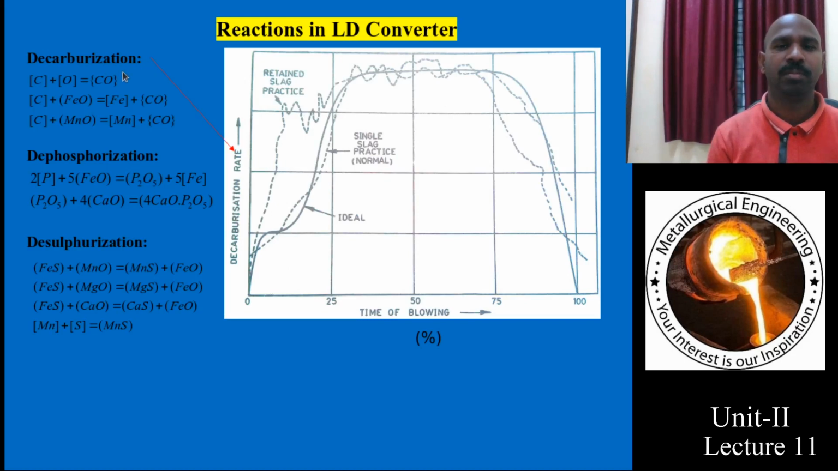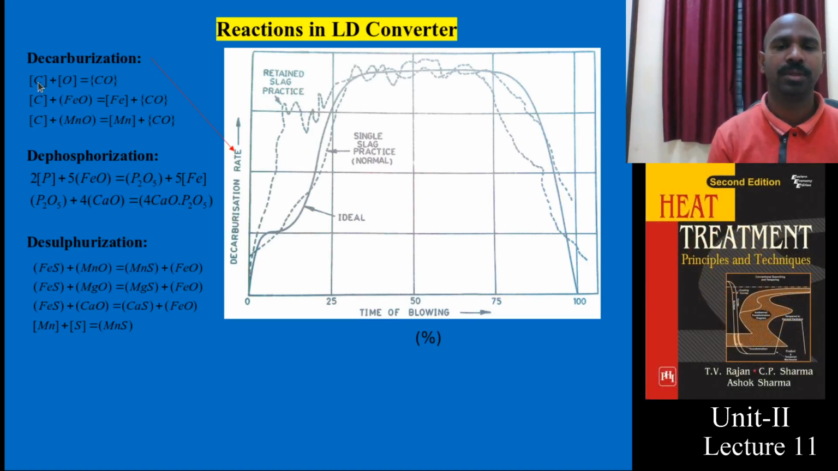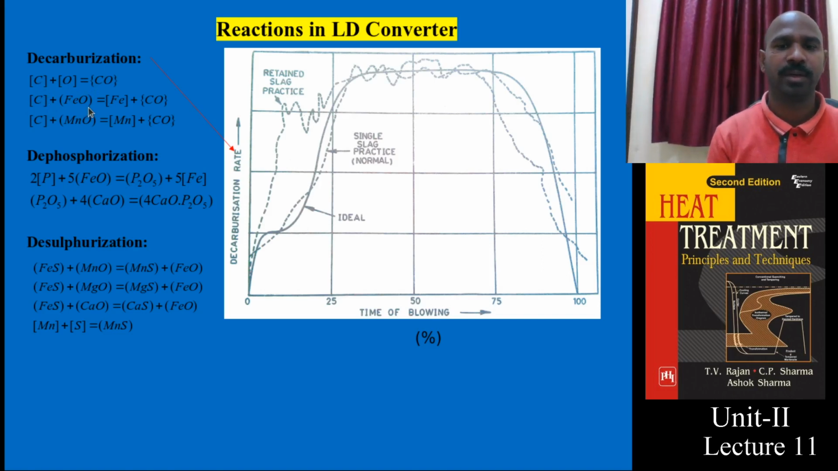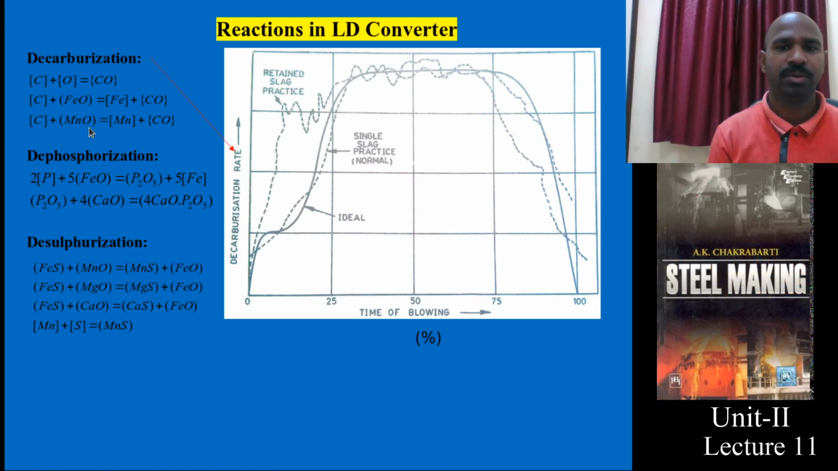Another reaction is decarburization. Carbon in the molten pig iron will react with oxygen. Further, this oxygen will also react with FeO and manganese oxide. So this gives an overall idea about decarburization with the oxygen blowing time.